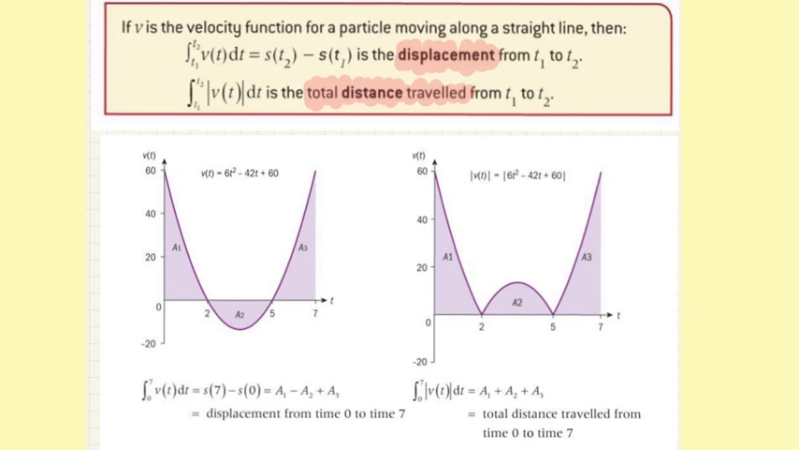Whereas in the second diagram, we've got exactly the same 3 areas, but this time they are always positive. We are only interested in the distance travelled. We're not interested in which direction the particle is moving. That gives us the total distance travelled.